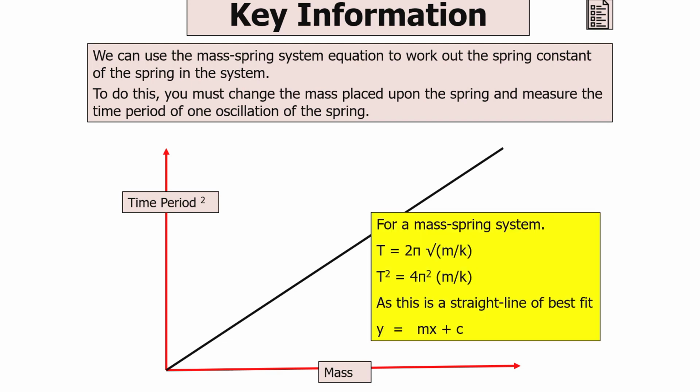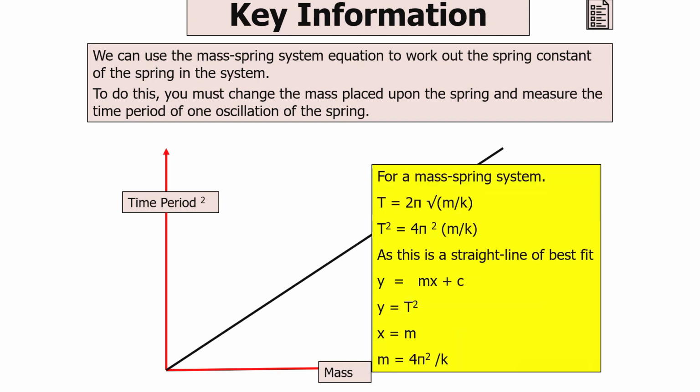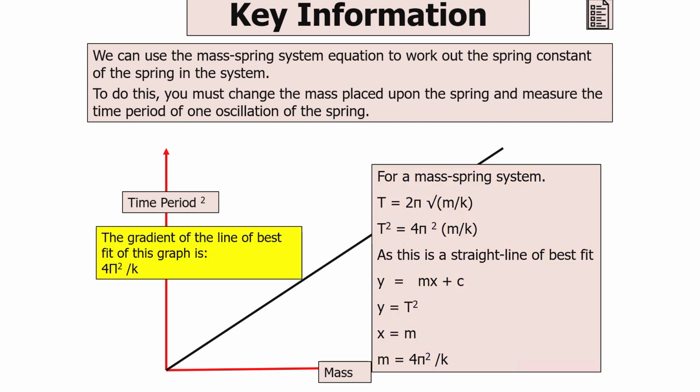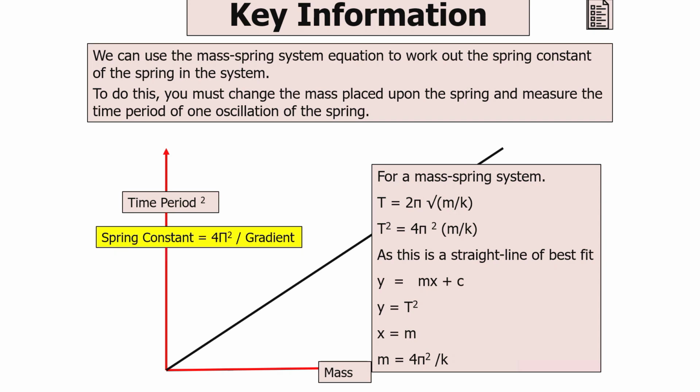Now let's consider this as a straight line of best fit, so y equals mx plus c. So in this instance y is equal to T squared, x is equal to m, so therefore the gradient, or m in this case, is equal to 4 pi squared over k. So the gradient of the line of best fit of the graph is 4 pi squared over k. So our spring constant is 4 pi squared over the gradient.